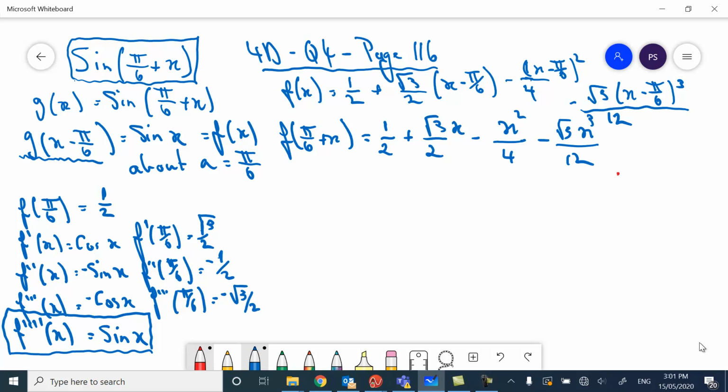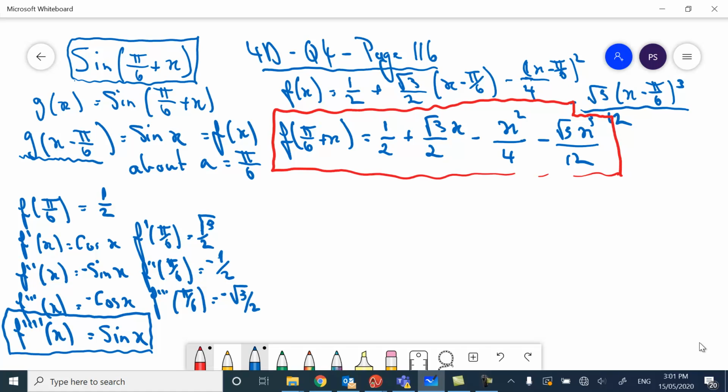And I'll just put a little red line. So, okay, there's my series for that particular function there. And of course, f of x was sine x, so that's going to be f of pi on 6 plus x. Now, you could have done that as a Maclaurin series, and it probably would have been just as easy. Okay, so that's the first question.